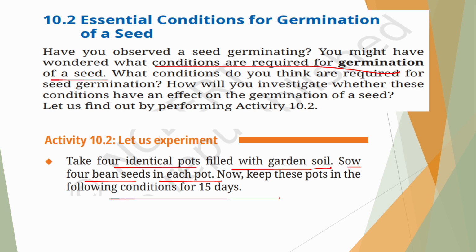So, take 4 identical pots. You fill the pots with the garden soil. Then sow 4 bean seeds in each pot. Then keep the pots in the following conditions for 15 days. We will see the conditions.